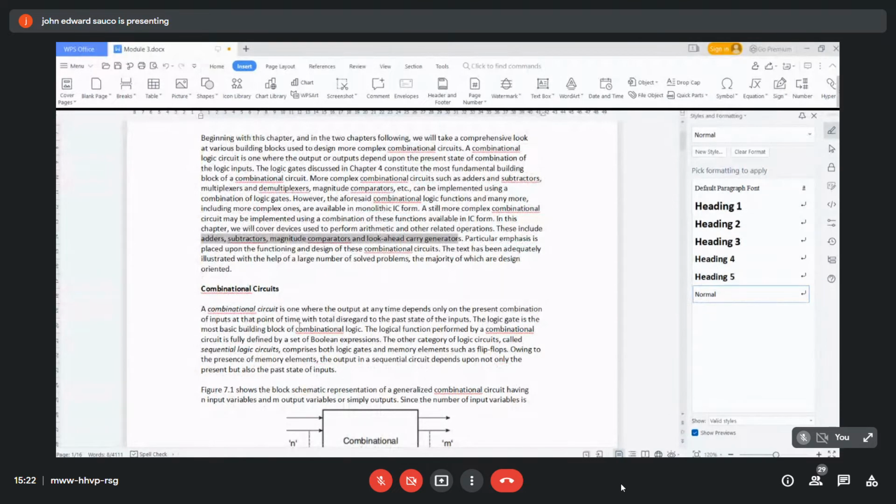Ano to? So, ito ay one where the output at any time depends on the present combination of inputs, and at that point in time with total disregard to the past state of inputs. So, the logic gate is the most basic building block of combinational logic. Kaya natin pinag-aralan yung gates. And the logic function performed by a combinational circuit is fully defined by a Boolean expression. Ito tinatawag na sequential logic, so comprise both logic gates and memory elements such as flip-flops.